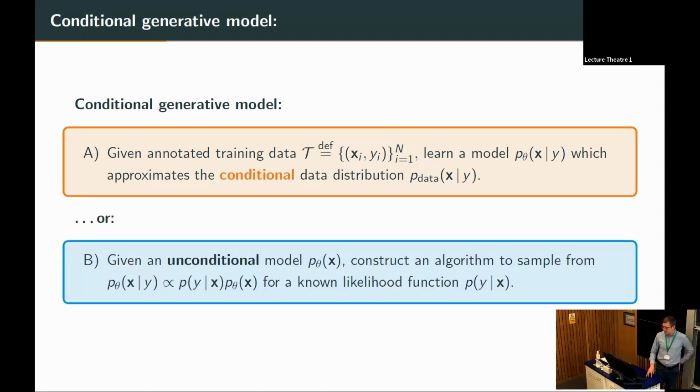The other is that we assume we have access to an unconditional model for data X, which could be defined by one of these unconditional diffusion models. But then we also have some known likelihood function, p(y|x), and I want to combine this to compute the posterior distribution over X given Y. So we essentially take this diffusion model to define a prior, and then we're interested in solving the corresponding Bayesian inference problem.